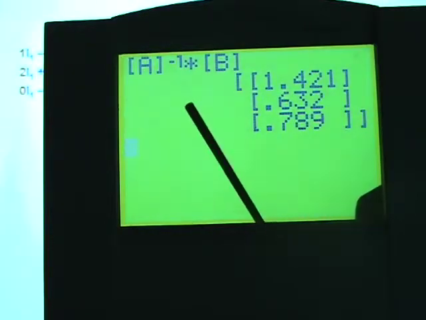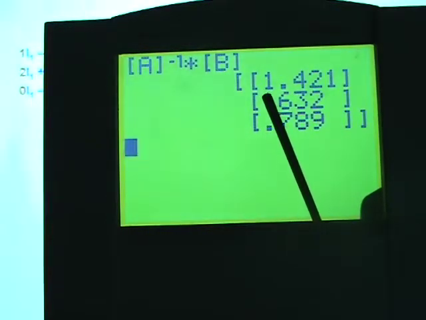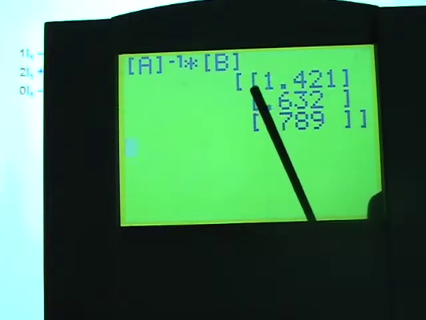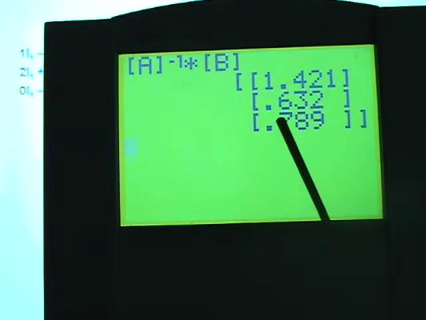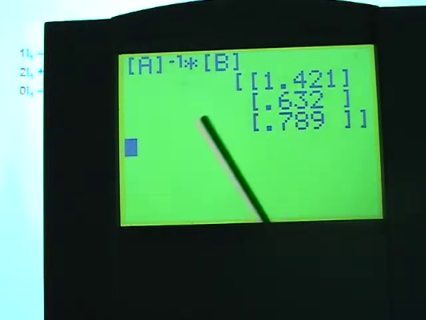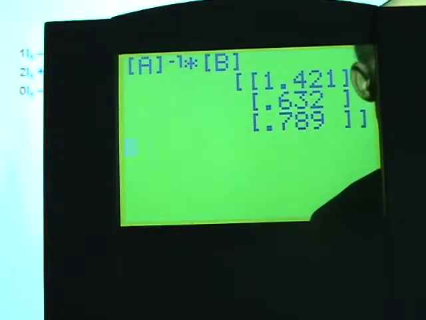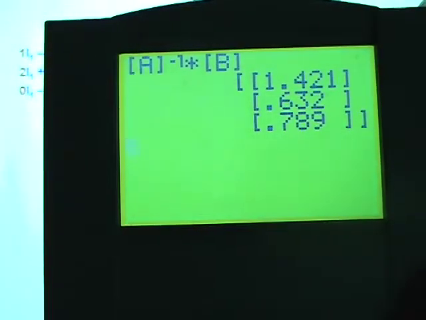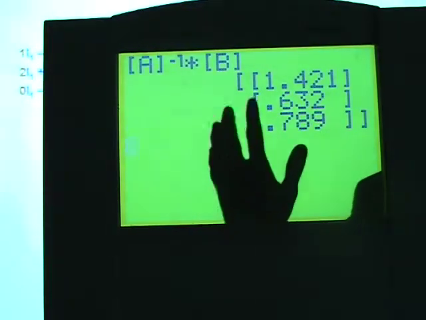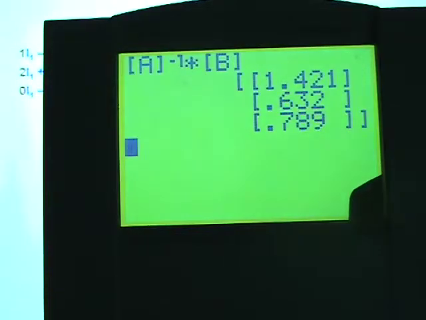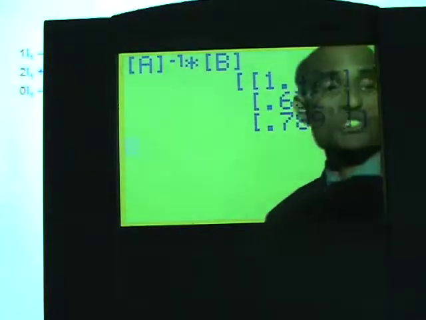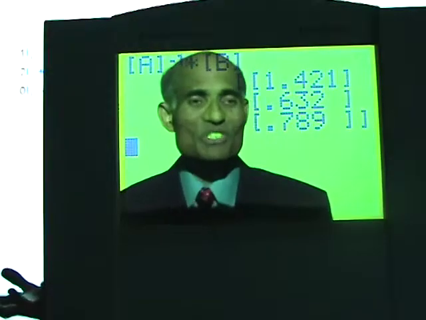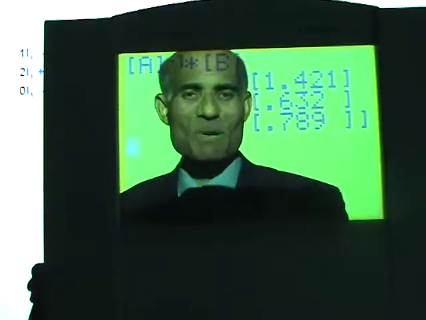I1 equal to 1.421, I2 equal to 0.632, and I3 equal to 0.789. You got the values of I1, I2, and I3. And you should be able to now solve any equations. If you have 5 variables and 5 equations, you can solve it in the same way. Any number of equations can be solved using this method.